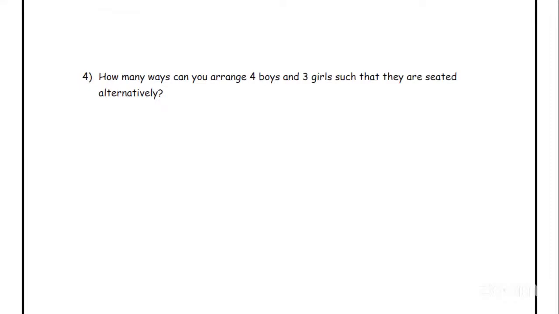How many ways can you arrange 4 boys and 3 girls such that they are seated alternatively? So we have 4 boys and 3 girls, a total of 7 chairs, you can say. And to be seated alternatively, you'll have to begin with a boy, because boy, girl, boy, girl, boy, girl, and boy. So like that, 4 boys and 3 girls will be covered.